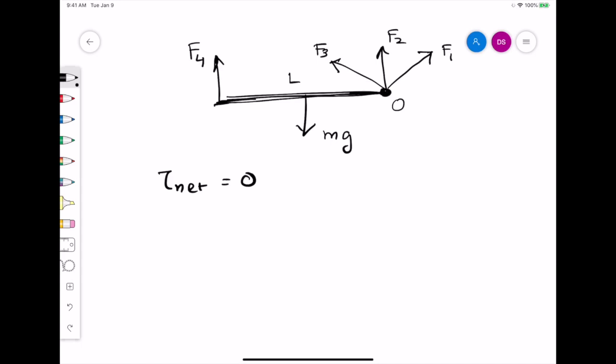And another force, F4, is acting at the left end of the bar upwards. We want to calculate the net torque on this bar, and I'm claiming that the point O is a good reference point to choose.